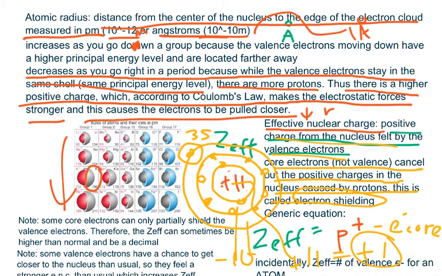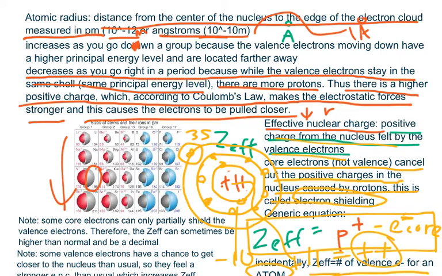Zeff is generally the number of protons minus the number of core electrons. So what I did was 11 protons minus 10 core electrons to get plus 1, which is our Zeff. And incidentally, the Zeff is equal to the number of valence electrons for an atom. So sodium has 1 valence electron, so it has a Zeff of 1. But this is only for an atom. So don't do it for ions or any other matter of that sort. Just do it for atoms.